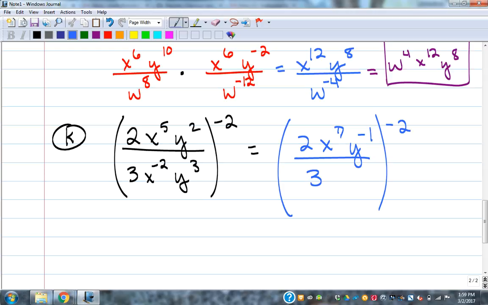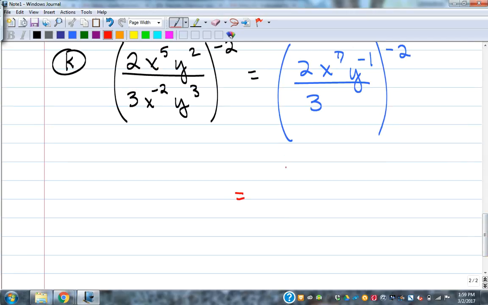Okay. So we've got that part done. Now let's take care of the exponent. We did parentheses, then it's exponents. So the negative 2 exponent goes where? Who gets it? All of them. Everybody gets it, right? Kind of like the flu. Everybody gets it, it seems like, these days. So 2 to the negative 2, x to the negative 14, y to the negative 2 times negative 1 becomes positive 2. And then we got 3 to the negative 2.